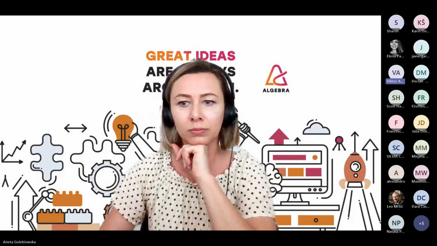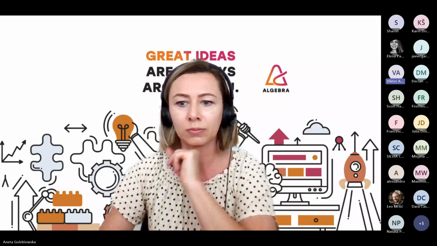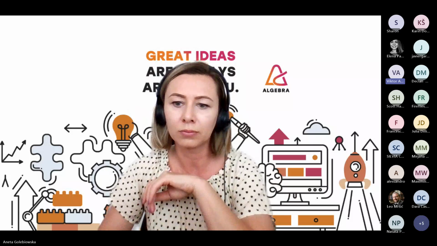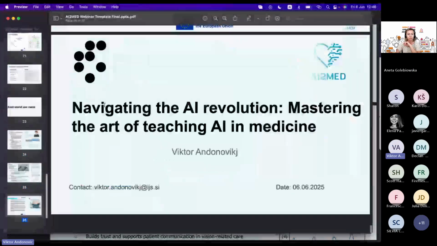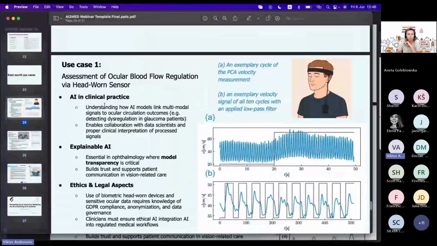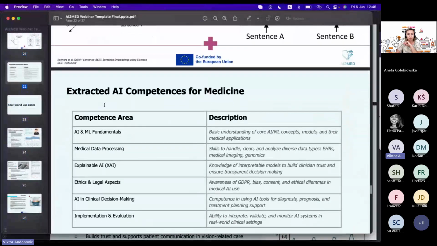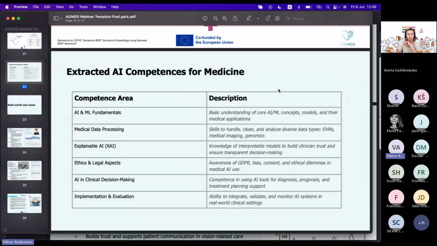And regarding the second part of the question, let me just briefly share my screen again. So I will go to the presentation. Regarding the second part of the question, which was related to the top AI competences for medicine which were extracted, here we can see the top, I think there are 6: 1, 2, 3, 4, 5, 6. So the top 6 competences which were extracted.